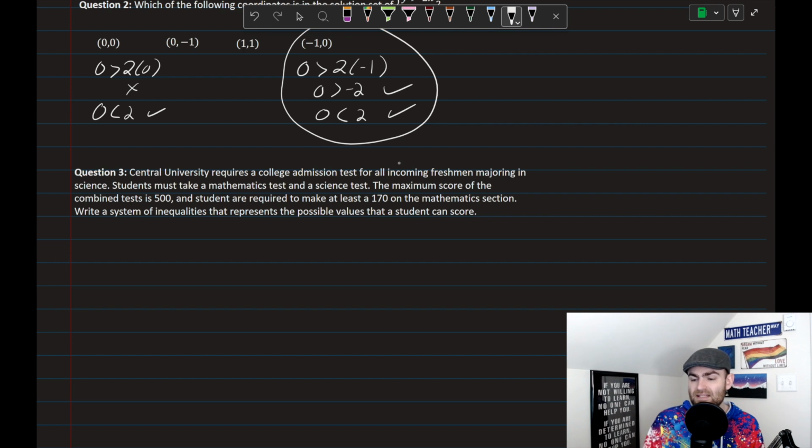So we have math and science being talked about as scores, so let's use M and S. M plus S together has a maximum score of 500, so it can be 500, but it can be less, can't be more. And the students are required to have a minimum, or at least 170. So the math has to be greater than or equal to 170. That is all the information we have, so those are the only inequalities we can write, so that would be our system.